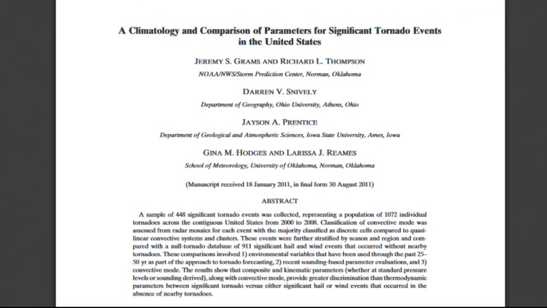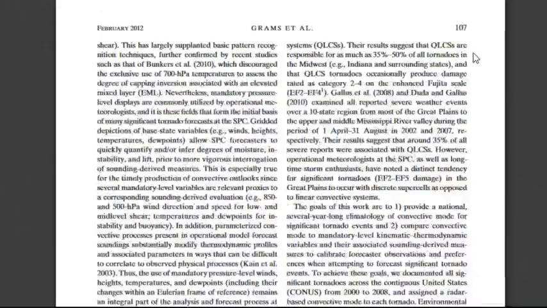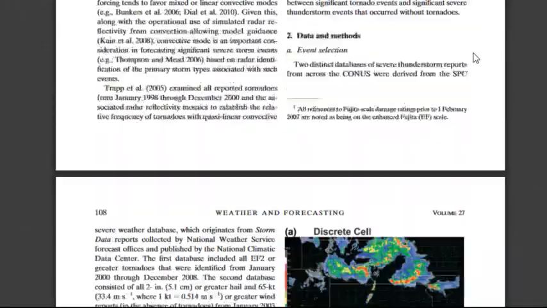Again, this is a climatology of significant tornado events from 2012 Weather and Forecasting. So this looked at tornado events 2000-2008, and it also looked at some severe weather. We're talking 2 inches of hail and 65-knot winds. So what do we find out?